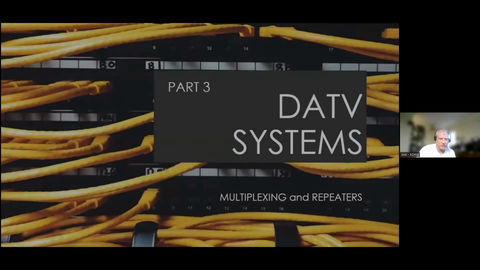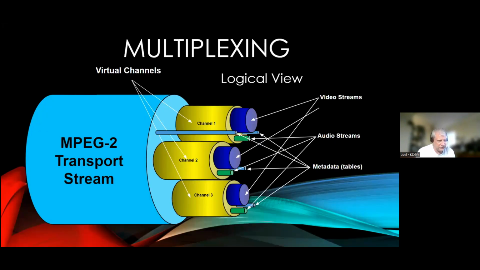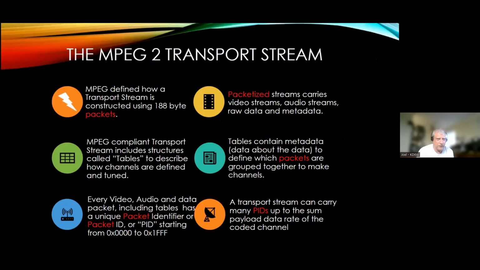Let's talk about systems, and then I'll go faster. So multiplexing, as I mentioned before, is a logical conceptual view, if you will, where the MPEG-2 transport stream can be thought of as a pipe carrying a bunch of other little pipes. And inside those little pipes, you can carry channels. And inside those channels, you can have other little pipes, which are the video and the audio and some metadata. This is how it's visualized, where all those packets mean something because they're lined up in a specific way.